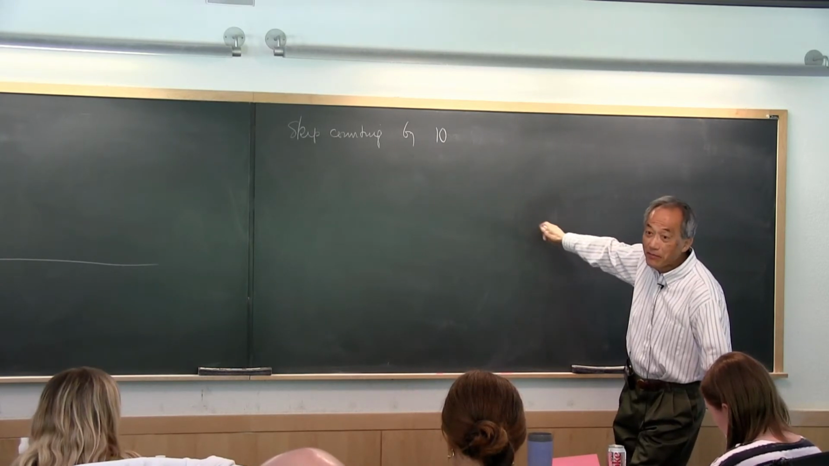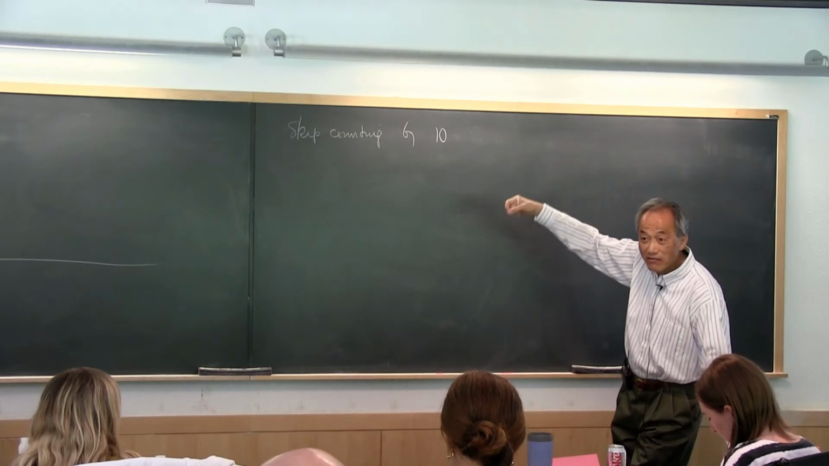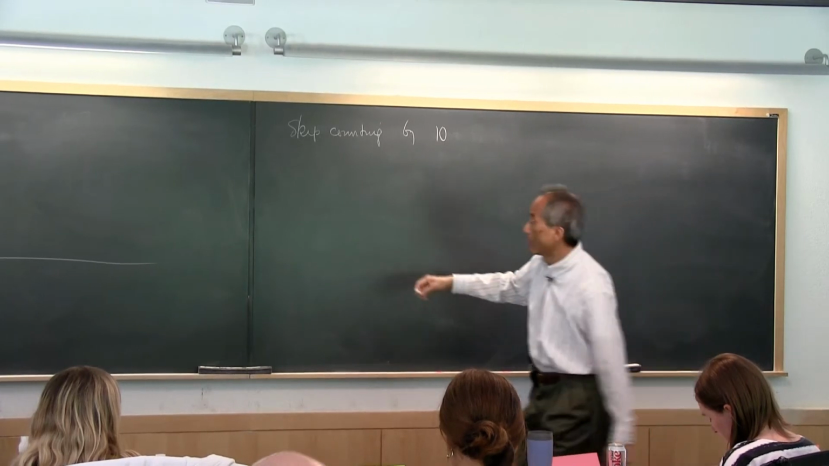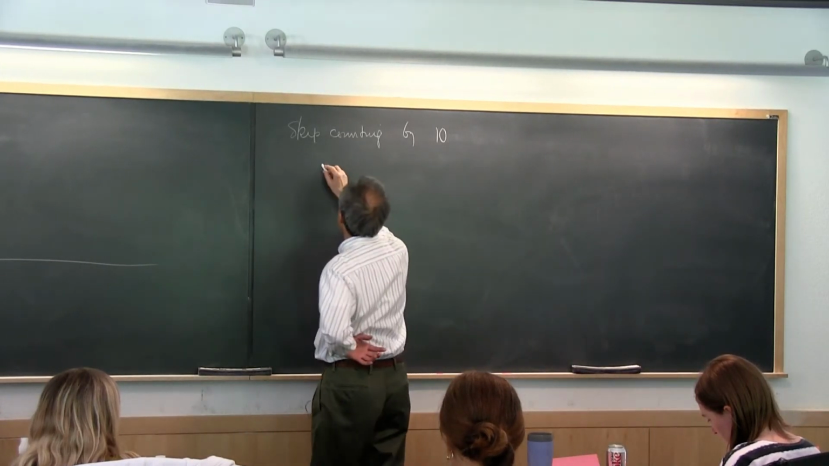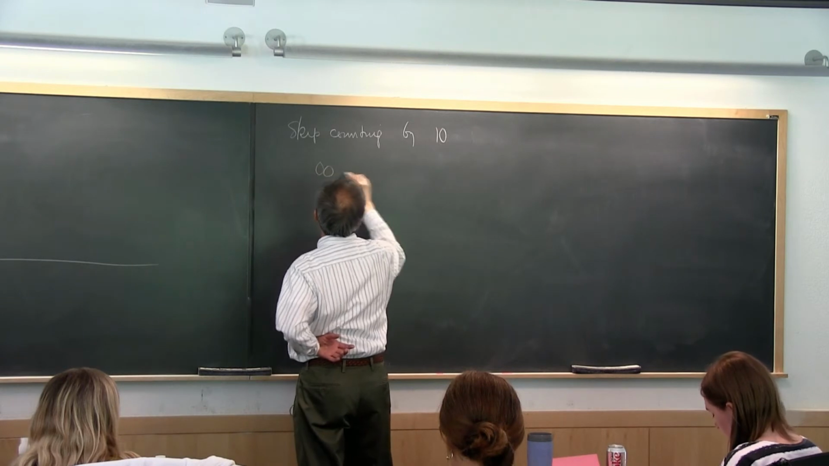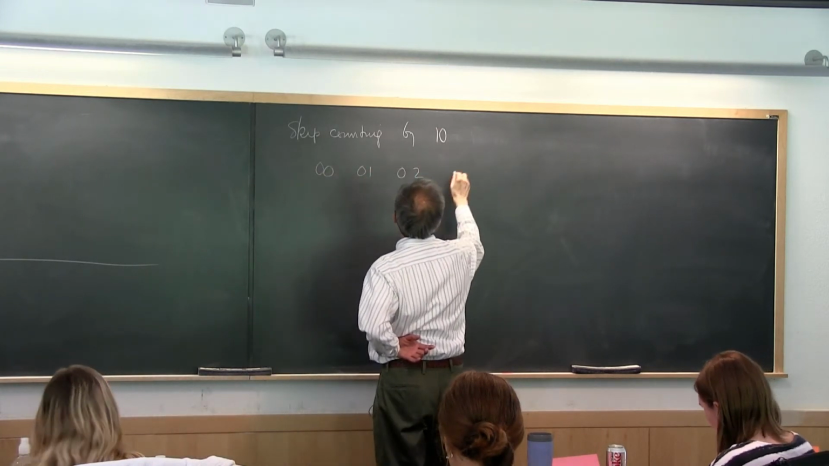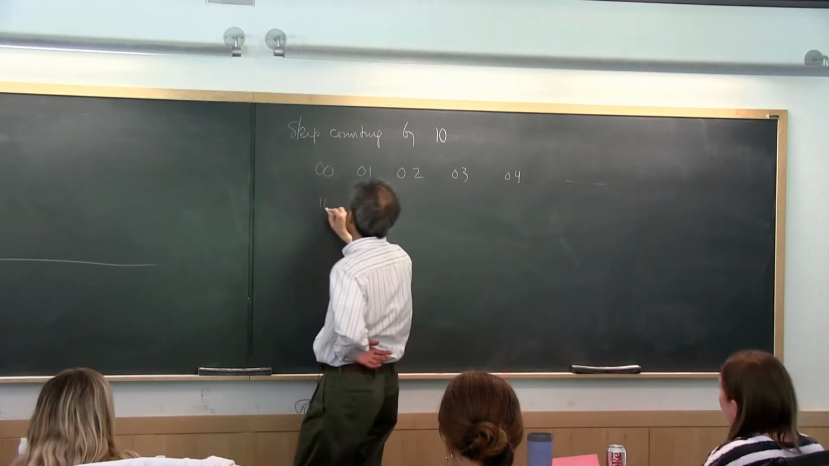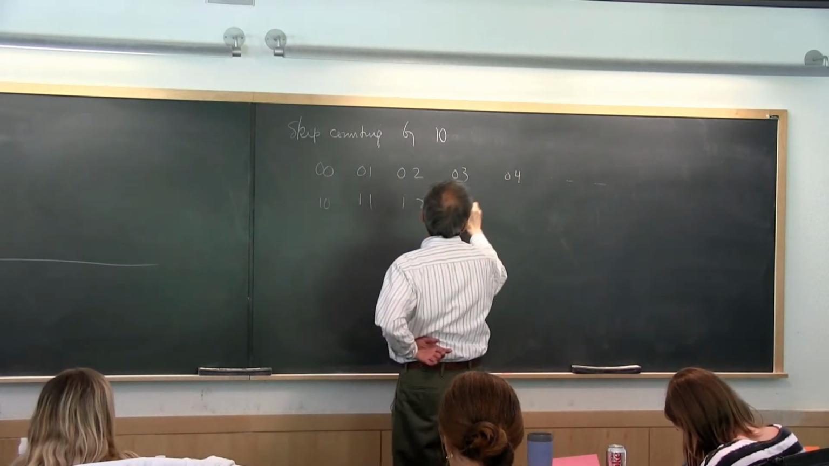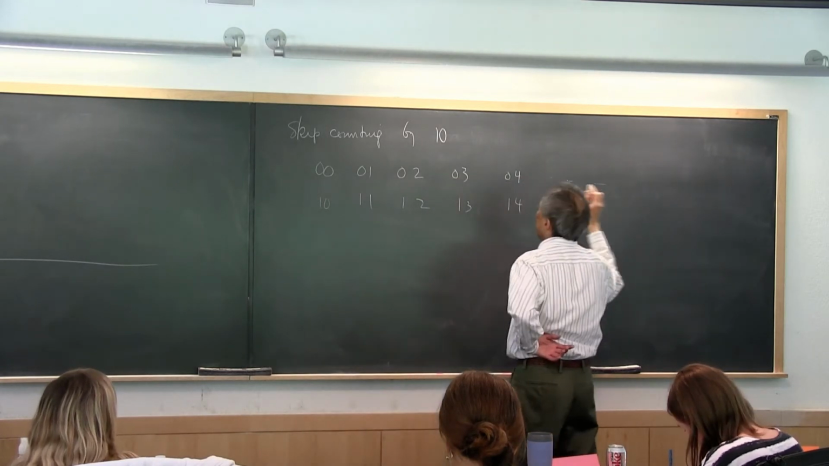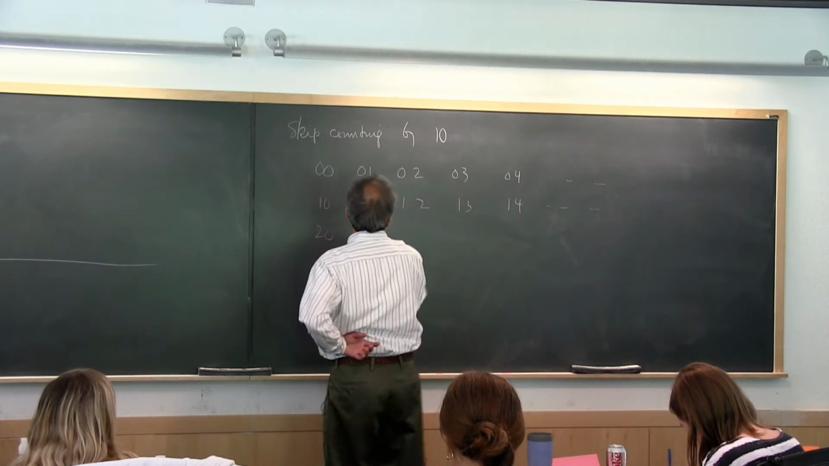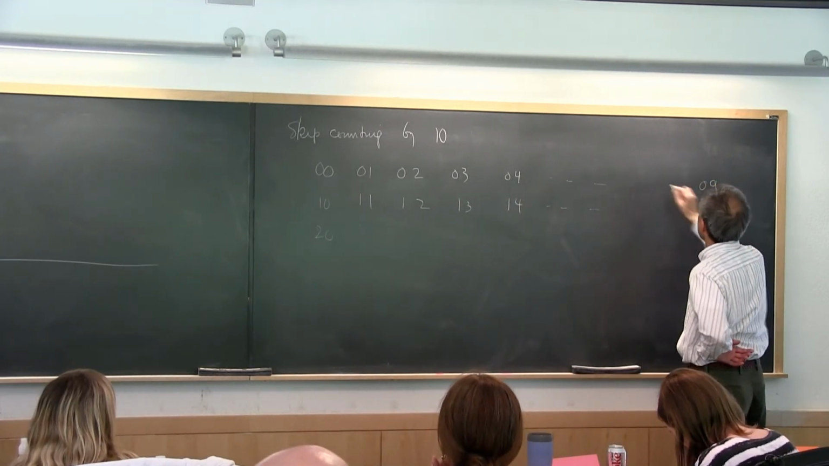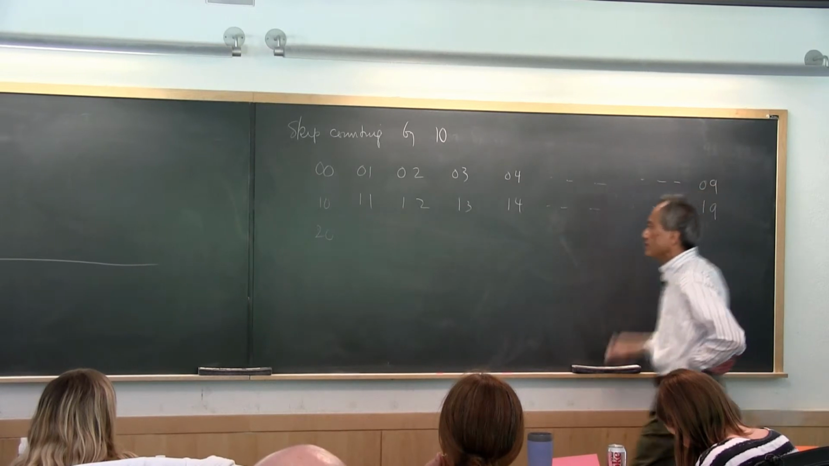Now, from our point of view, skip counting by 10 has a very direct visual representation. For example, all the way to 9, of course. And that's 19. So rows of 10s.